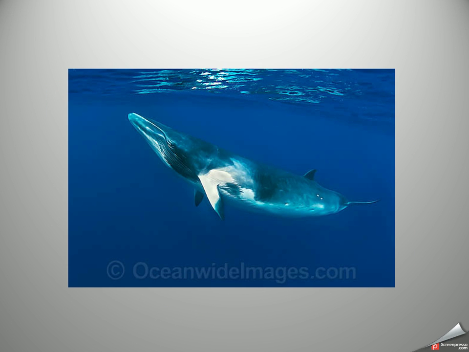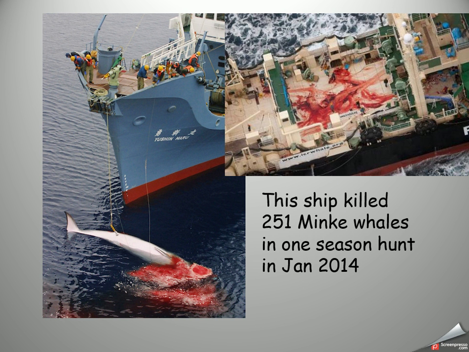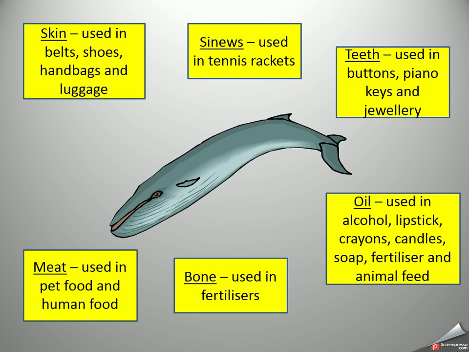This is a whale, this is a whale, this is a dead whale. This Japanese hunting vessel killed 251 minke whales in one season hunt, and you may remember in class we watched those videos, and you realised from those videos how intelligent the whales actually were.